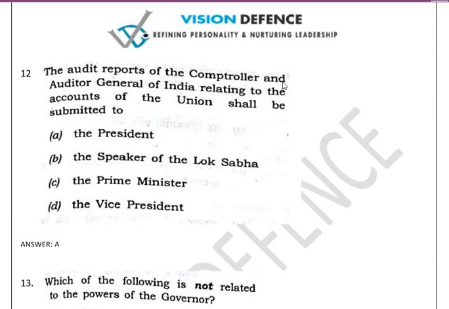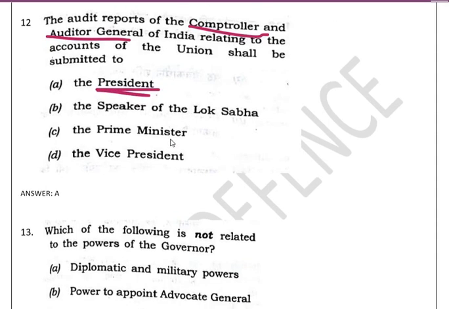12. The audit reports of the Comptroller Auditor General of India relating to the accounts of Union shall be submitted. See, the CAG submits 3 reports to the President, and the President submits it before the Parliament. So the answer is President, A.